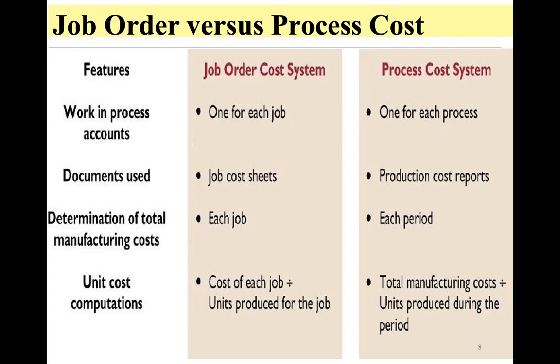Then unit cost computation. In the job order cost system, we are calculating the total cost for that particular job, so the cost of each job will be divided by the total number of units produced for the job. Then in the process cost system, total manufacturing costs will be divided by the units produced to find out the cost per unit. Okay, read this again, then you will clearly understand.